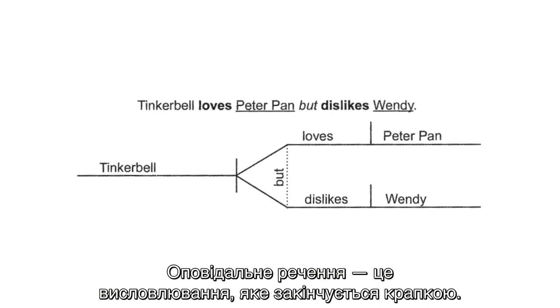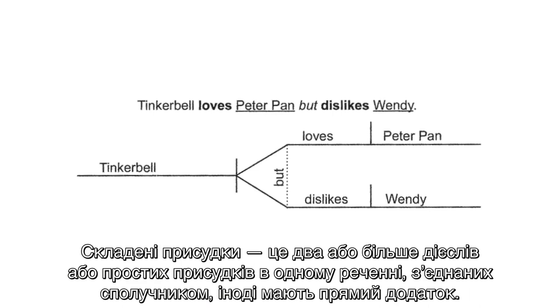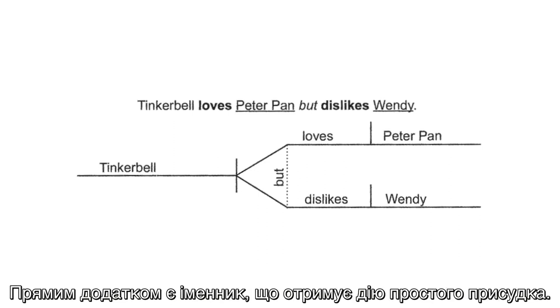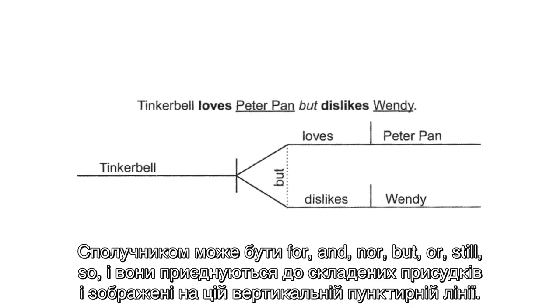A declarative sentence is a statement that ends with a period. Compound predicates are two or more verbs or simple predicates in one sentence joined by a conjunction, and they have a direct object sometimes. They are diagrammed after the vertical line separating each from the verb and the direct objects. The direct object is the noun receiving the action of the simple predicate. The conjunction could be for, and, nor, but, or, yet, so, and they join the compound predicates and they're diagrammed on that vertical dotted line.